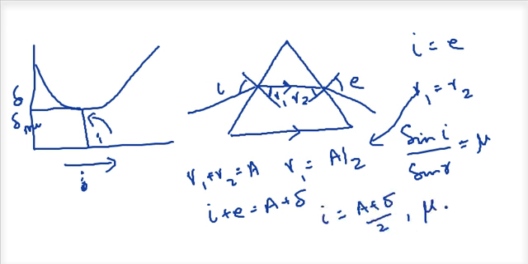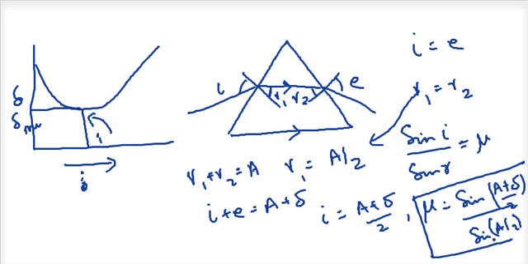So from there I can say that mu is equal to sine of I, that is sine of A plus deviation by 2, divided by sine of A by 2. This is mu is equal to sine of A plus deviation by 2 divided by sine of A by 2. Now this is an equation that we have derived. This deviation corresponds to the angle of minimum deviation. A corresponds to the refracting angle of the prism. Usually we will be working with 90, 30, 60 triangles, or isosceles triangles, that is 90, 45, 45, or equilateral prisms.